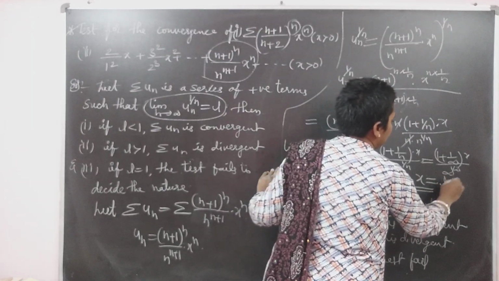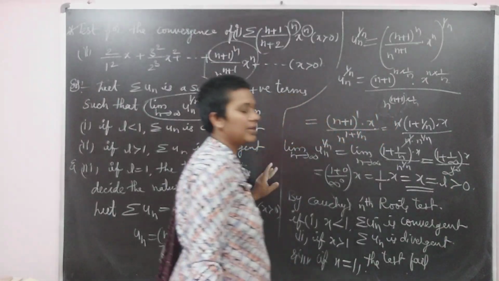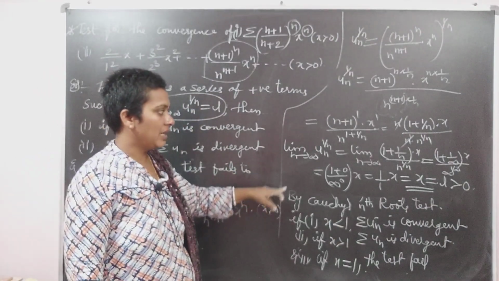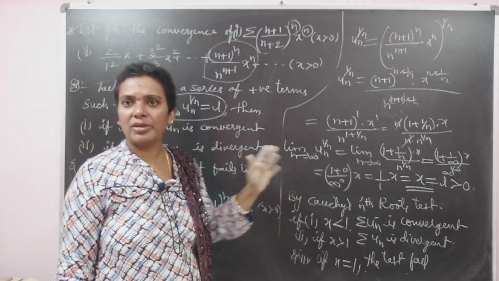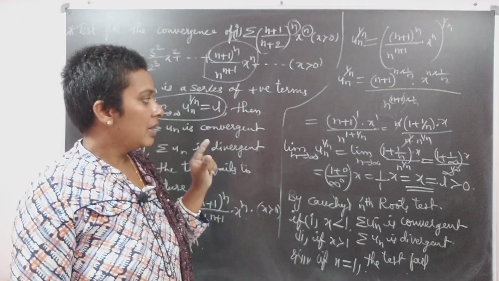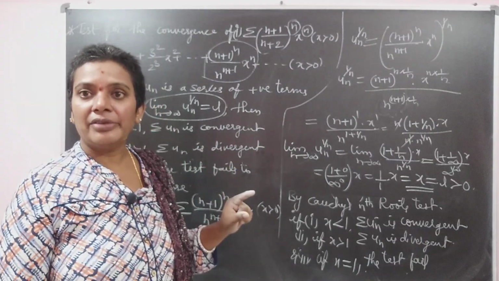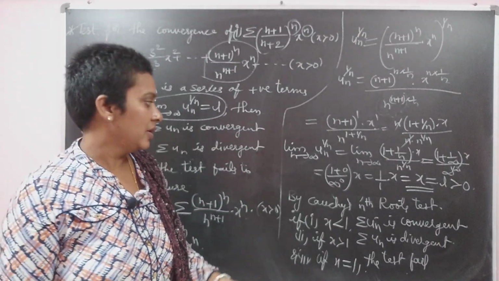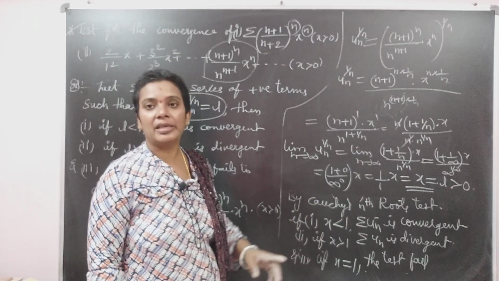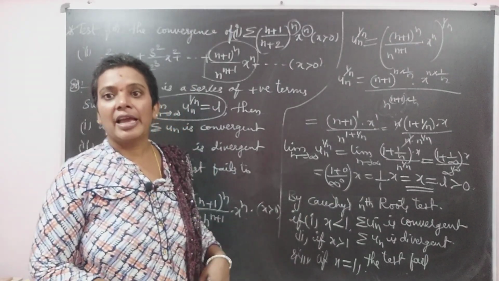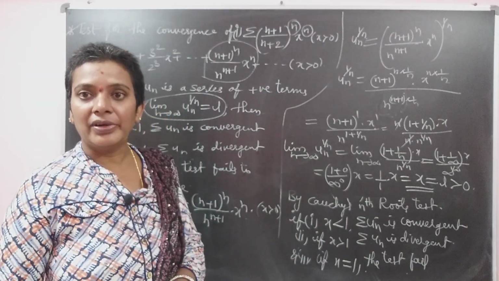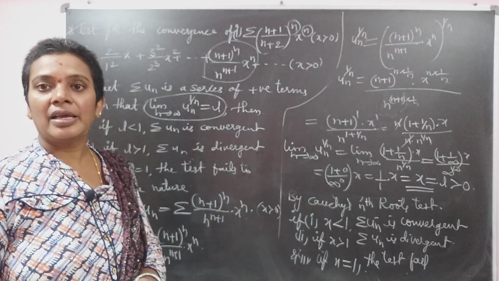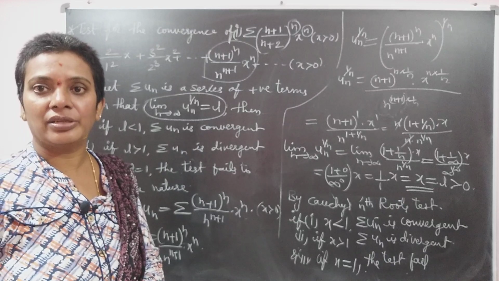Here x is equal to L, that is greater than 0. Okay, and again by the Cauchy's nth root test, the value of L is equal to x only. So the convergence, divergence and failure of the test depend on the x value. If x is less than 1, then the sigma un is convergent. If x is greater than 1, then it is divergent. If x is equal to 1, the test fails to decide the nature.